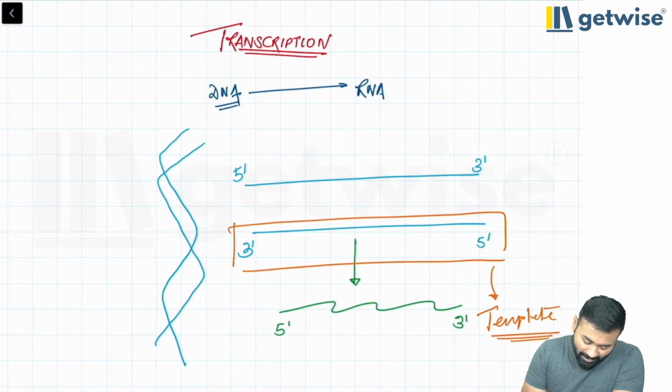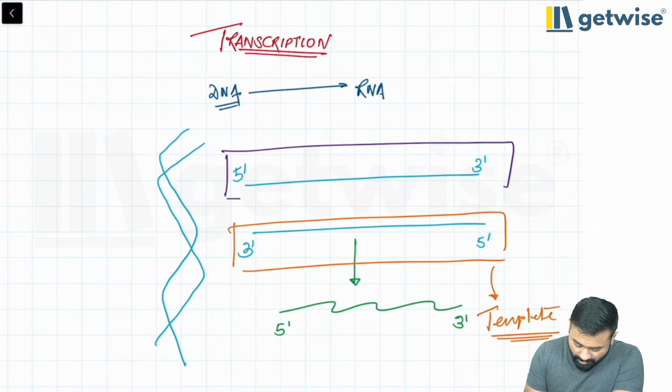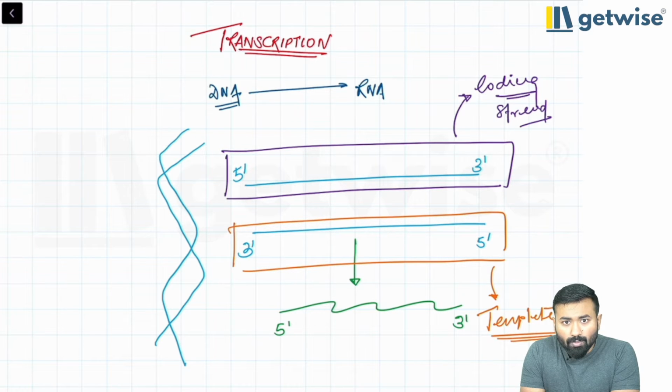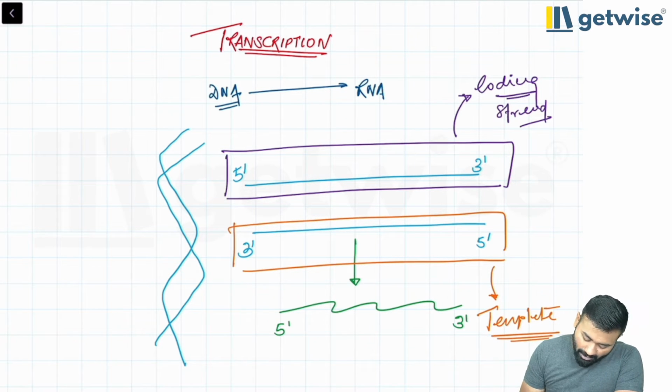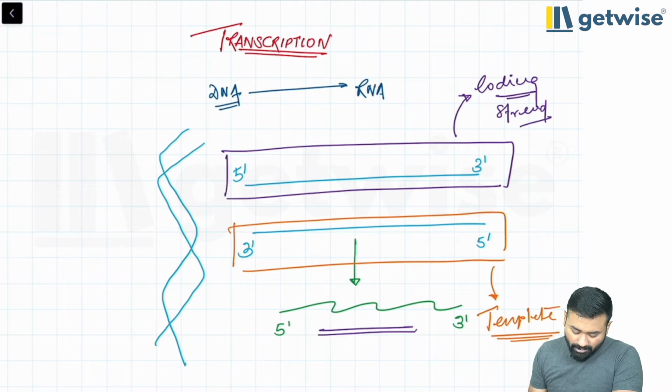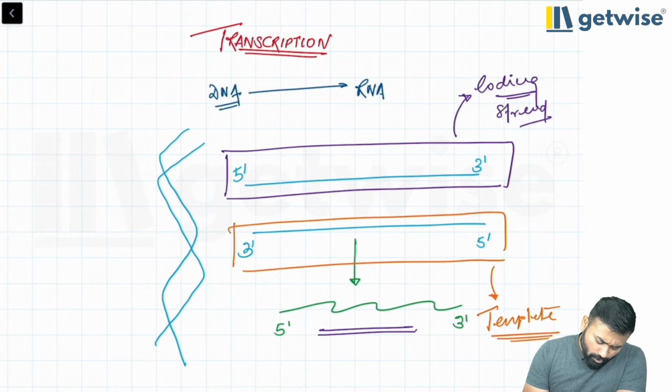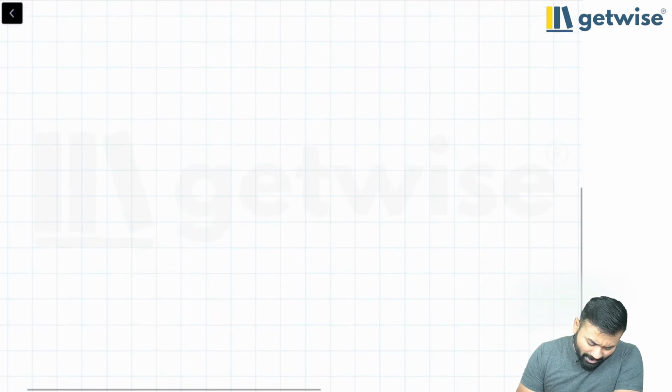And the left out strand, that is the 5' to 3' one, is called the coding strand. Why is this called the coding strand? Because the codes that are present on the strand are similar to the RNA codes.